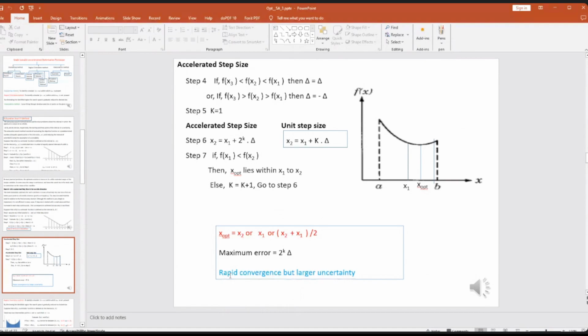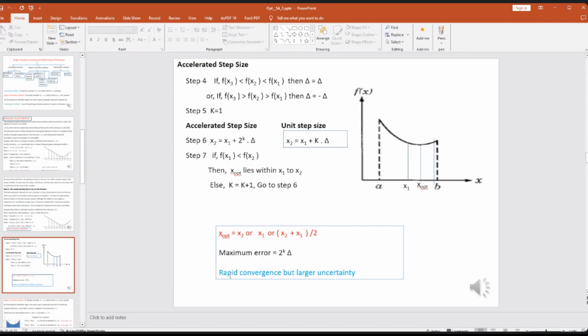Now it will again check whether fx1 is less than fx2 to confirm whether it has crossed the minima or not. If it happens, then again it will write minima lies between x1 and x2. But the interval is here 4 delta, isn't it? Yes, sir. Even if it does not happen here, in the next step it happens, then the interval will be 8 delta.